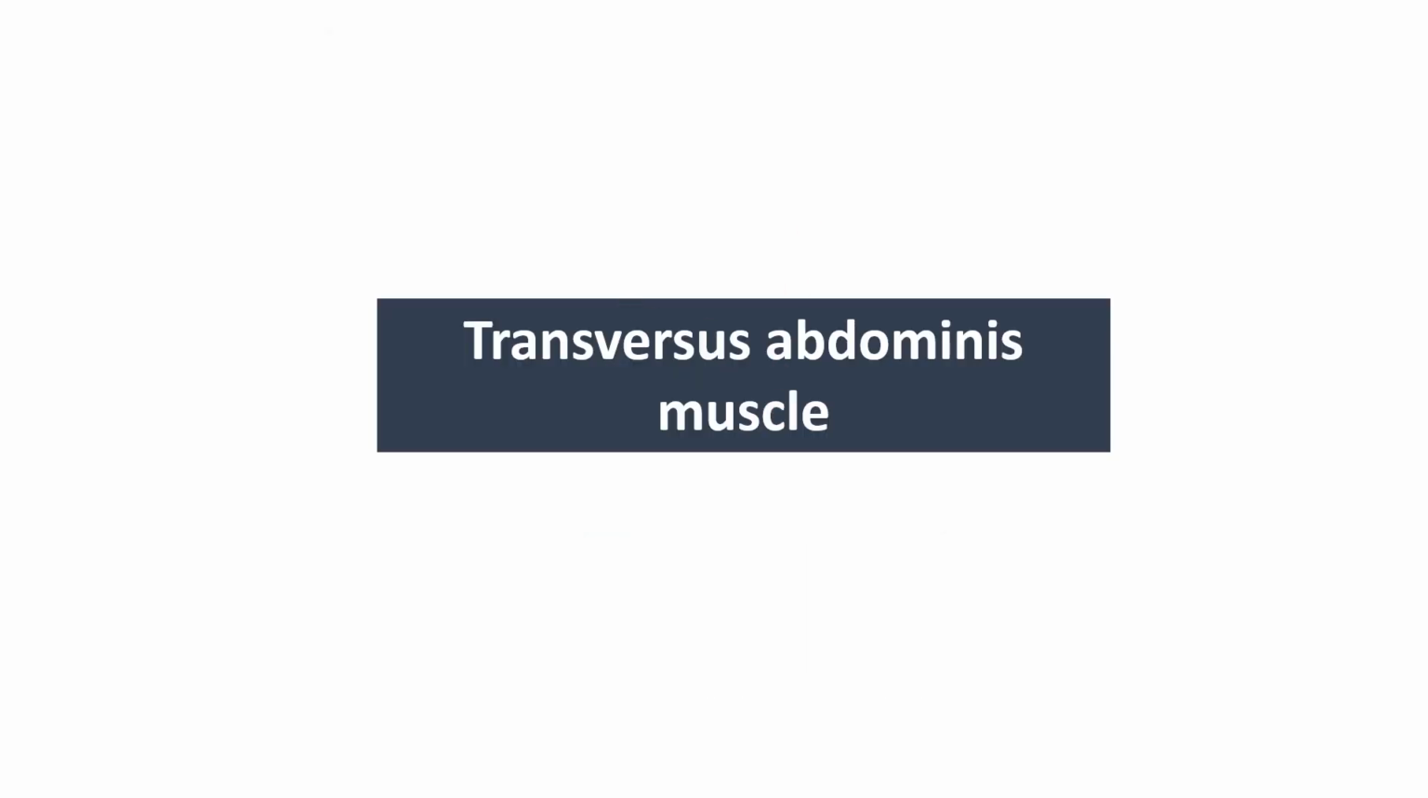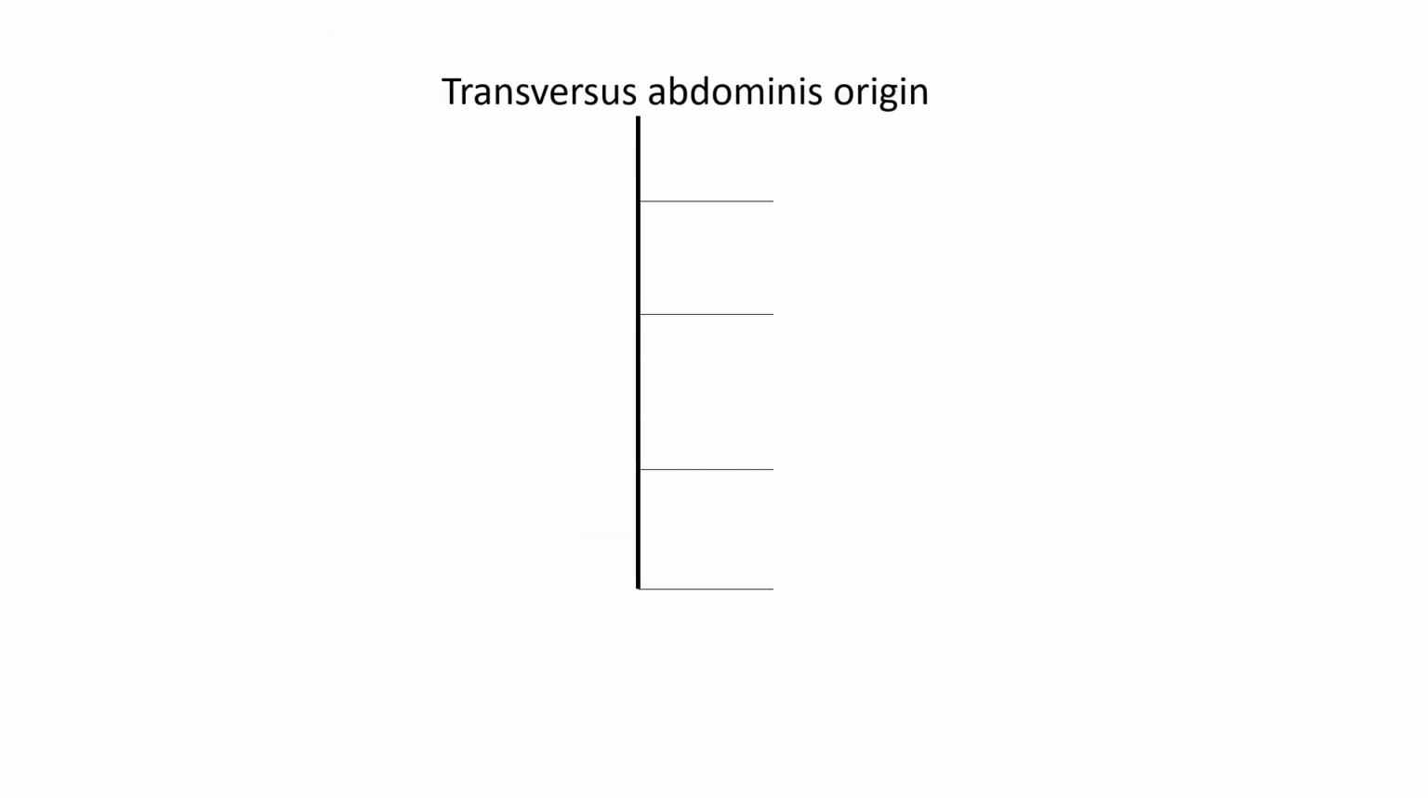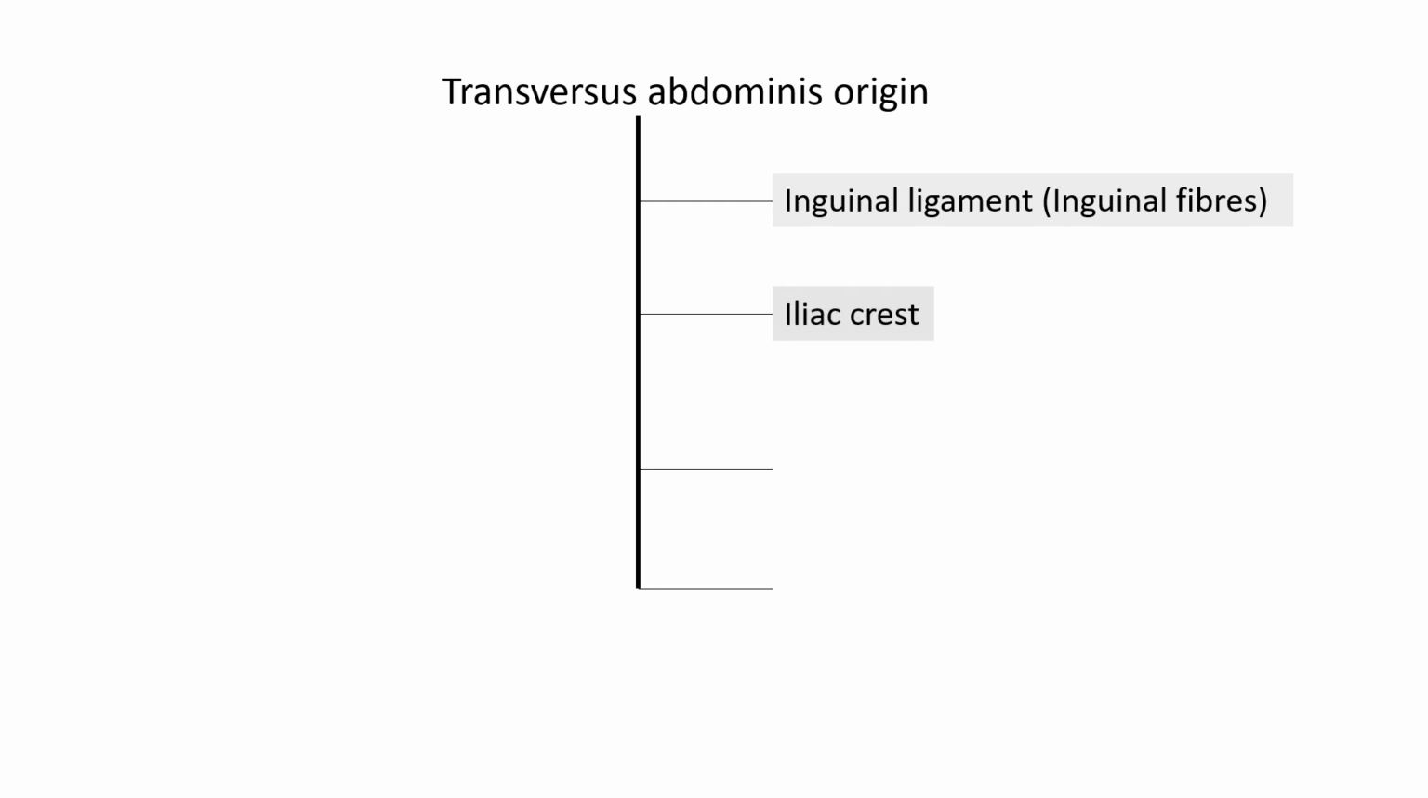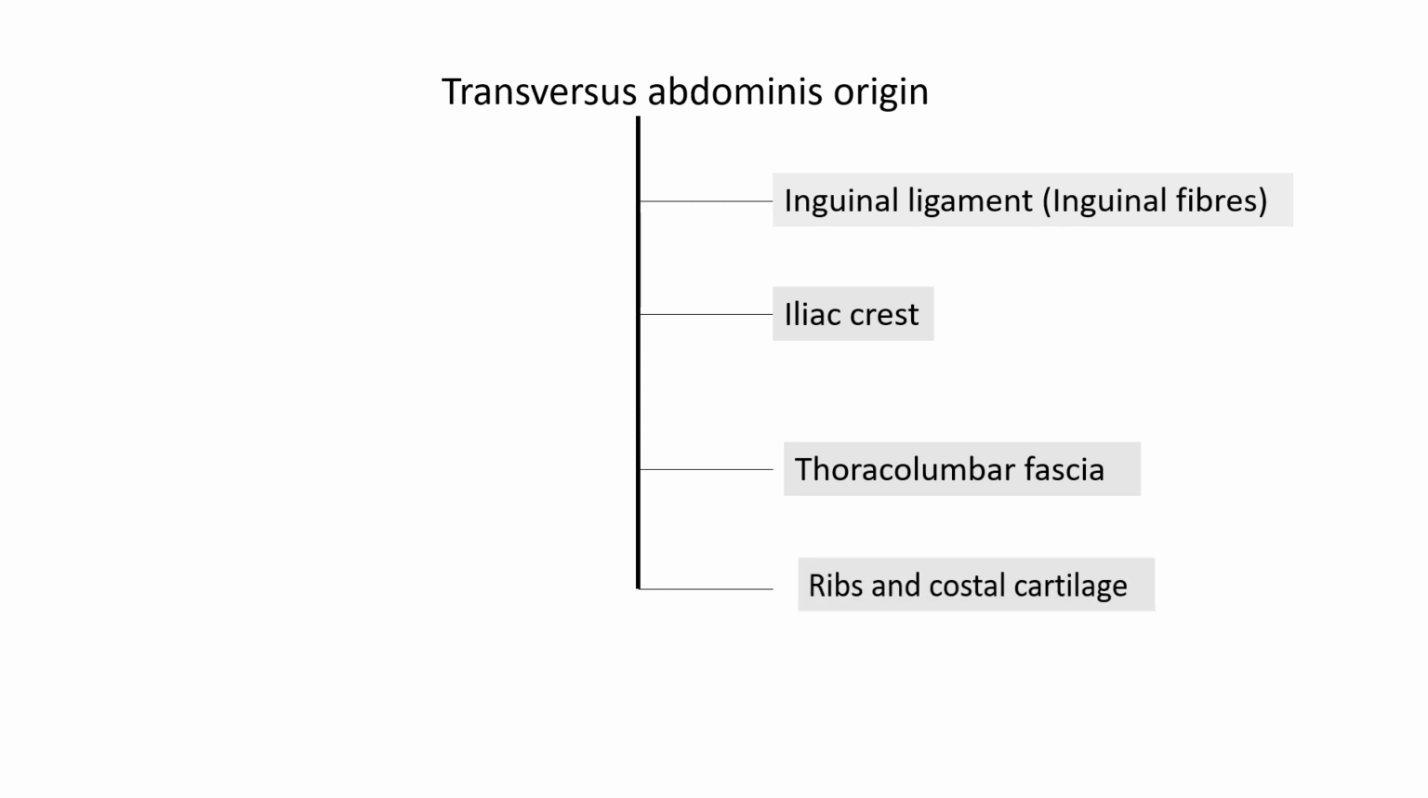Coming to the transversus abdominis muscle, its origin I can group into 4. This is almost similar to that of the internal oblique origin. The inguinal fibers take origin from the lateral 1/3 of the inguinal ligament, then the muscle fibers that take origin from the iliac crest, thoracolumbar fascia, and ribs and the costal cartilages.